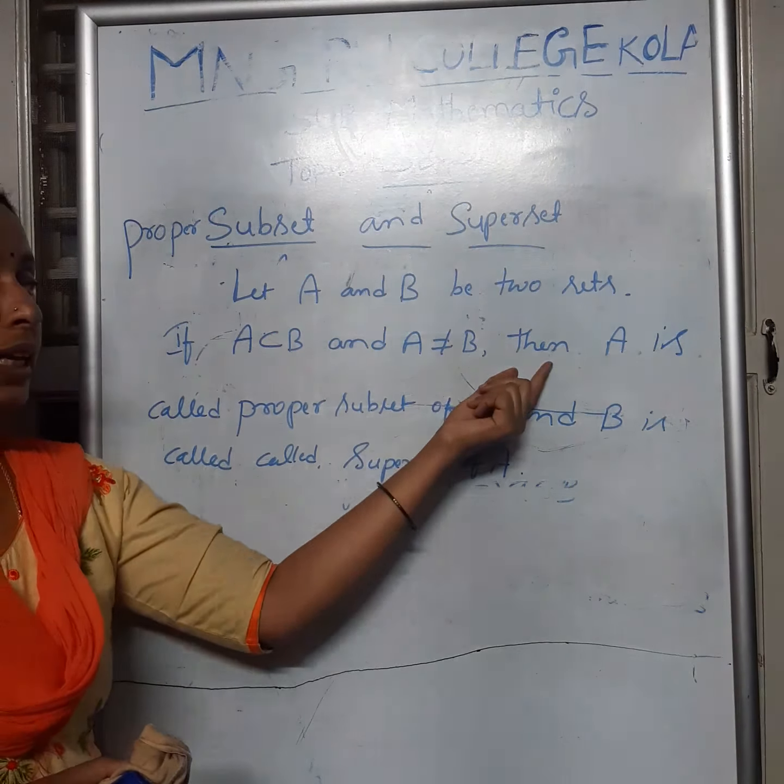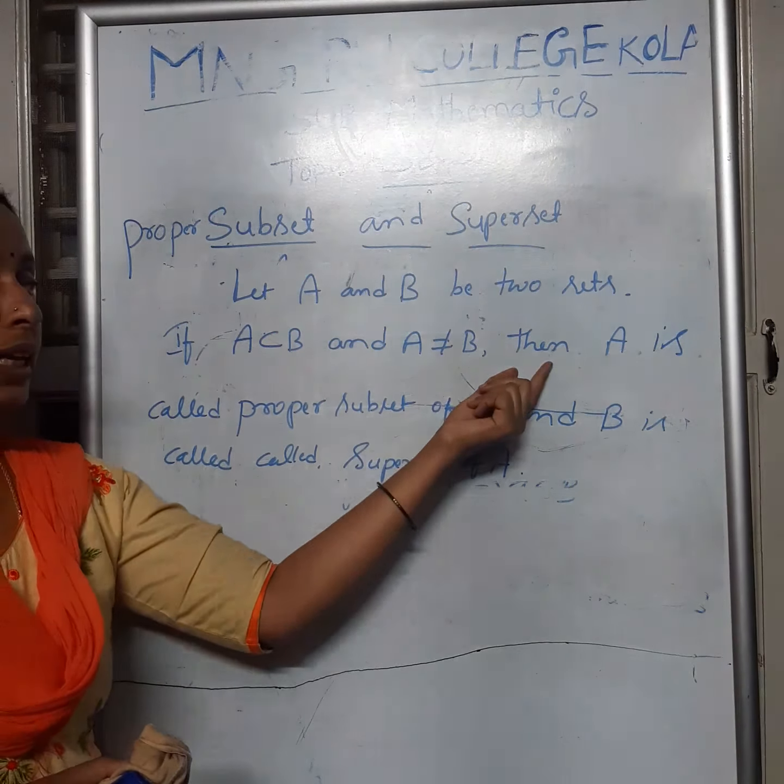These elements are in these vowels. So therefore A is a subset of B. Then we say that whatever elements are there in set A, those elements are also in the set B. So A is a subset of B. A is called a proper subset and B is called a superset of A.